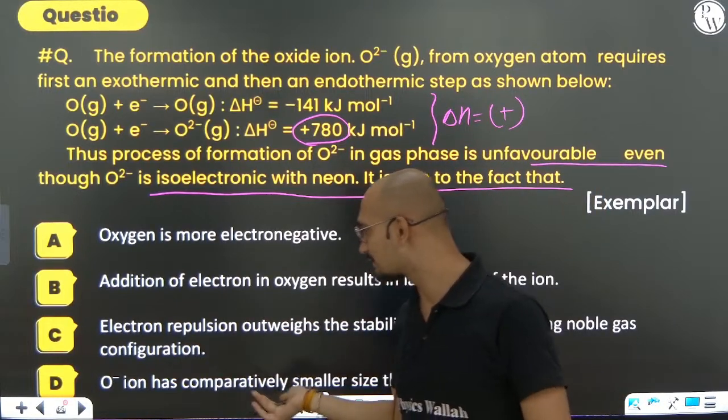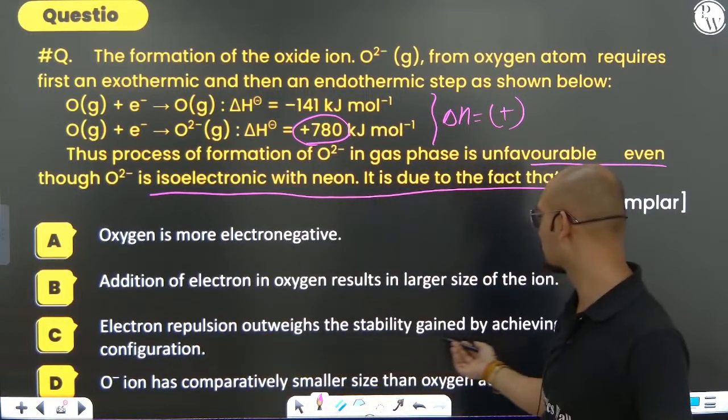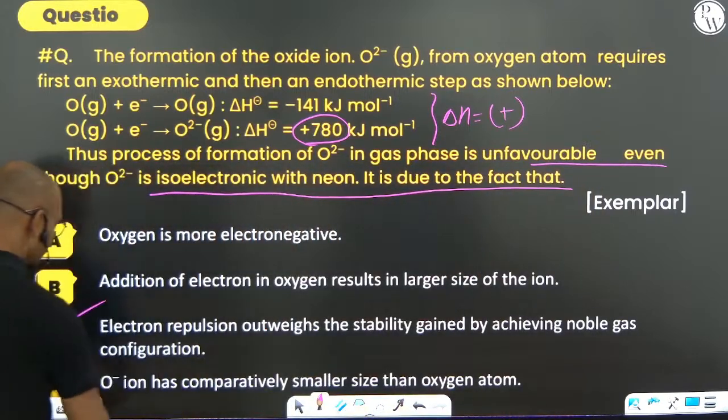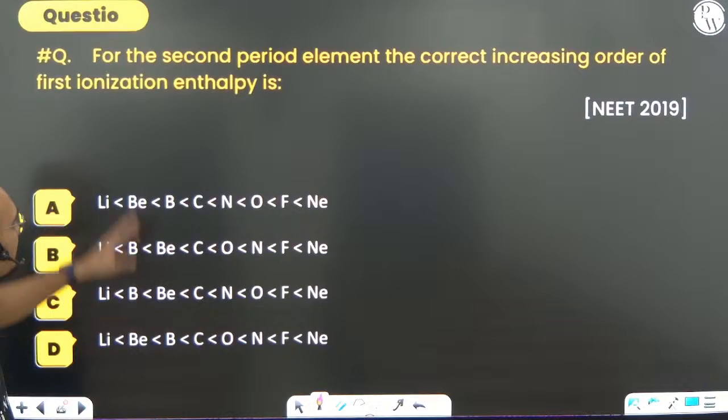So the reason is what? Electronic repulsion outweighs whatever stability is gained due to achievement of the noble gas configuration.